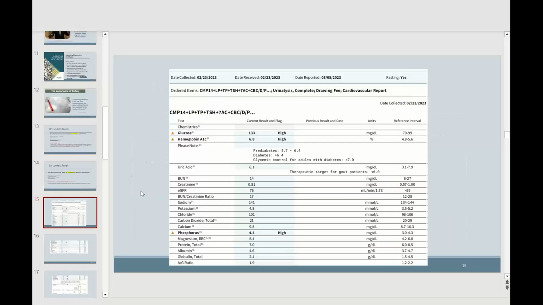So here is what is in my panel. I hope you guys can see it. You can zoom in if you need to. We start with a CMP, and this is an obviously diabetic patient that I just saw a couple weeks ago. Glucose at 133, hemoglobin A1C at 6.8.